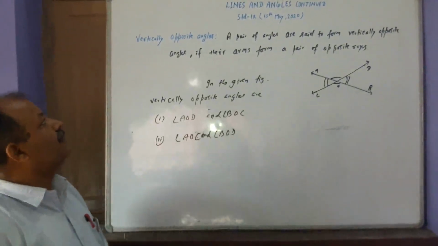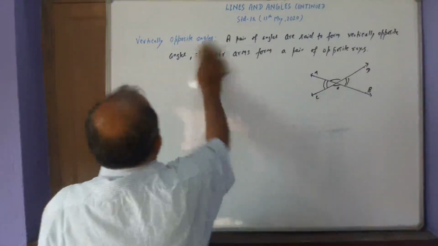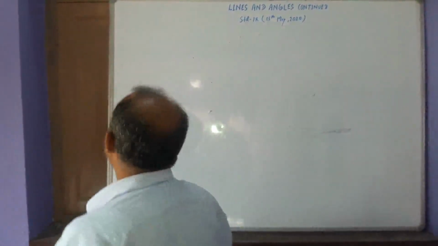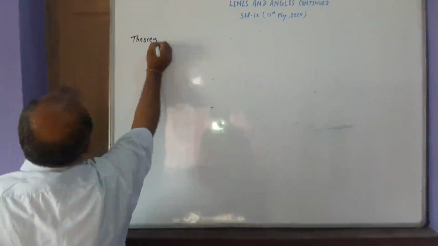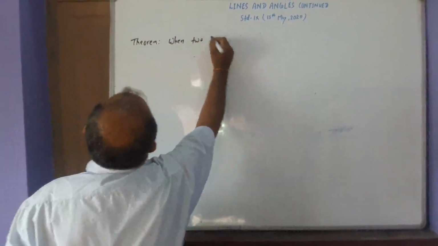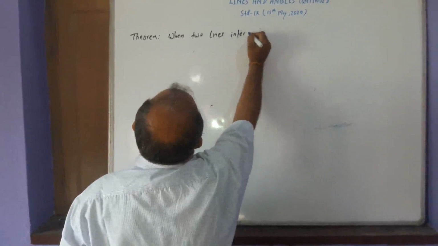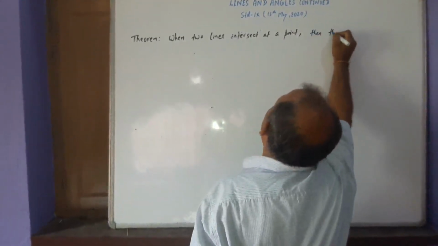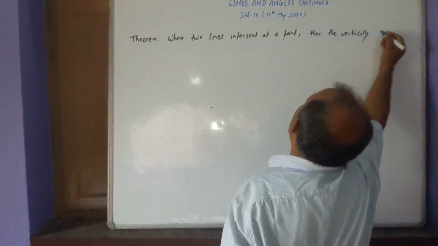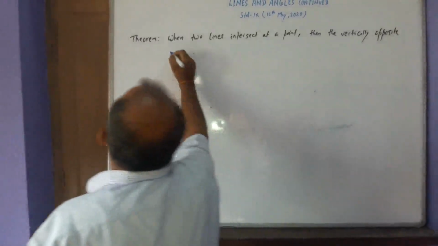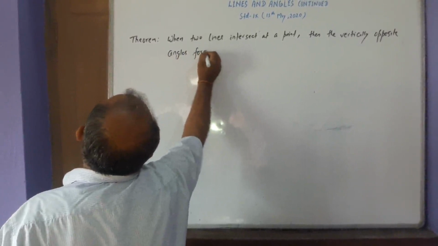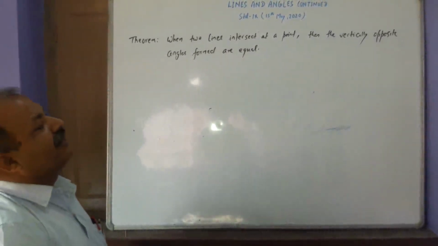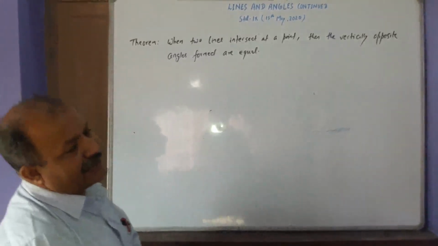Now, we have to prove a theorem. The theorem is, when two lines intersect at a point, then the vertically opposite angles formed are equal.